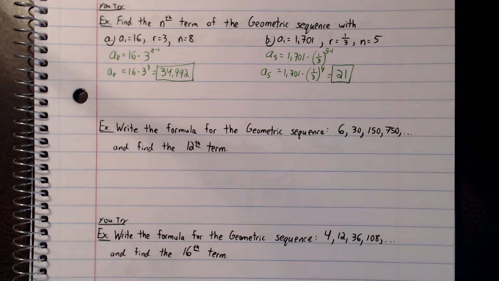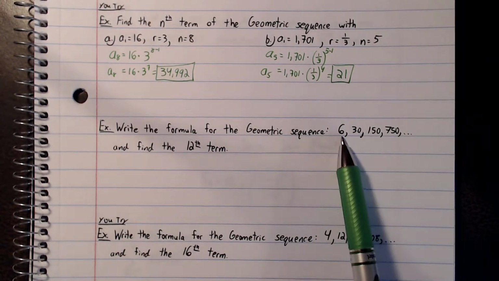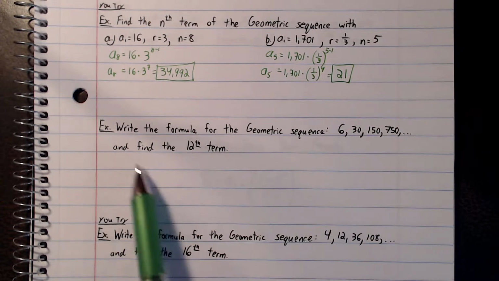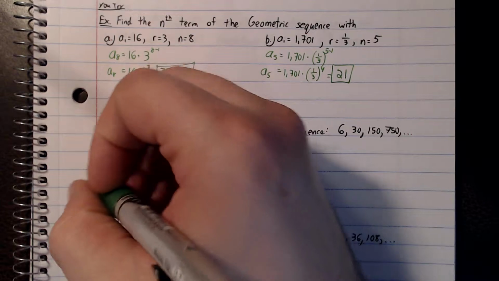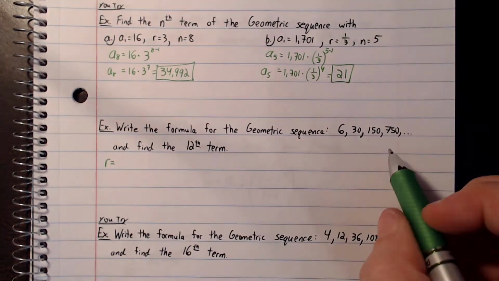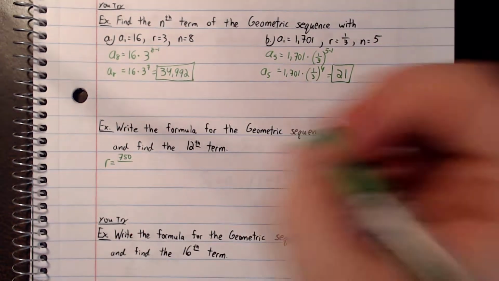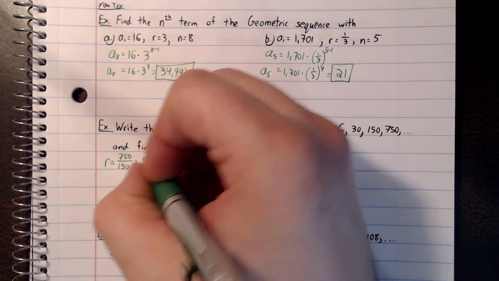Next problem that we're looking at, they want us to write the formula for this geometric sequence, and they give us a sequence here: 6, 30, 150, 750, and then they want us to find the 12th term. So we're going to be doing a little bit of what we just did up here, except that we have to find some information first, like our common ratio. Right? So let's see. Our common ratio, if I was to take 750 and divide it by its previous term, we end up getting a common ratio of 5.